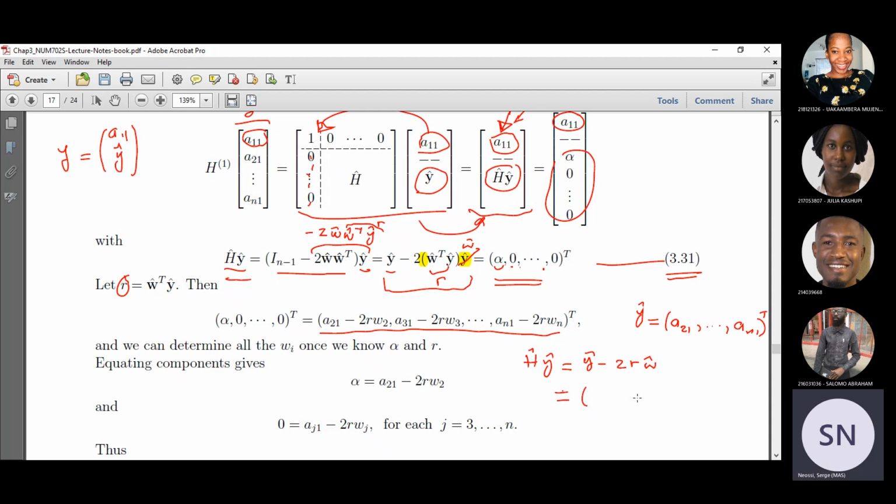So that will be A21 minus 2RW2. I will do the same thing up to AN1 minus 2RWN. So that is the final result, and that's what we have here: A21 minus 2RW2, all the way up to the last entry, which is AN1 minus 2RWN. So that's what we have here. Okay, I hope that explanation is clear.